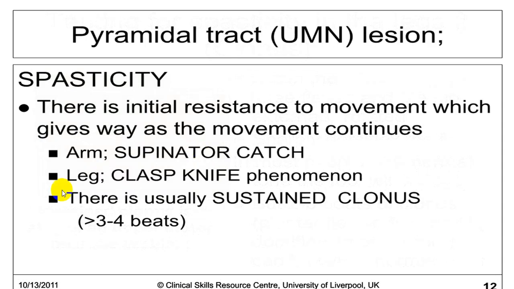So these are the different things. So clasp knife type rigidity, you will be able to demonstrate. You will be able to demonstrate ankle clonus or patellar clonus. So this will be very typical in case of upper motor neuron damage. Initial resistance followed by give way.